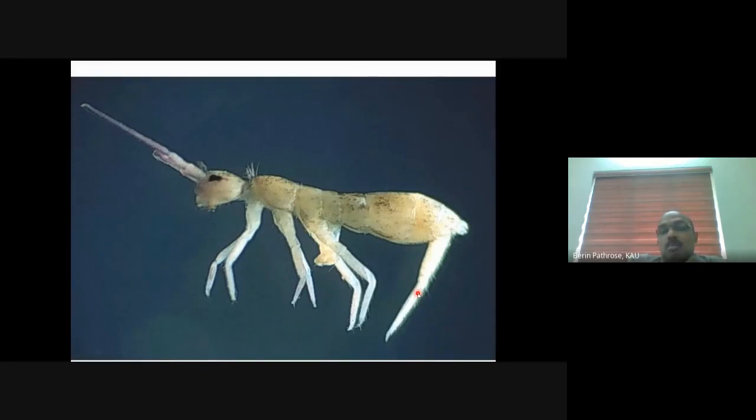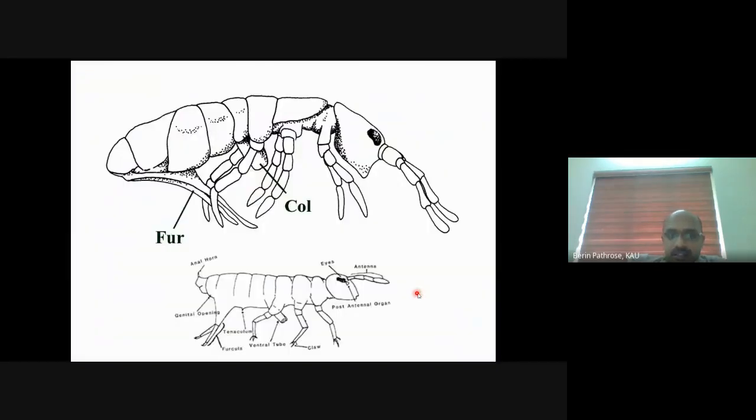So what the Collembolans will do is, here is another picture. It is a diagrammatic representation. Colophore. So this is the first, second, third, and fourth. The fourth has the furca. In the third segment, here you can see the retinaculum. The furca on the fourth segment will be held tightly by the retinaculum. So when the insect wants to move, the retinaculum releases the furca.